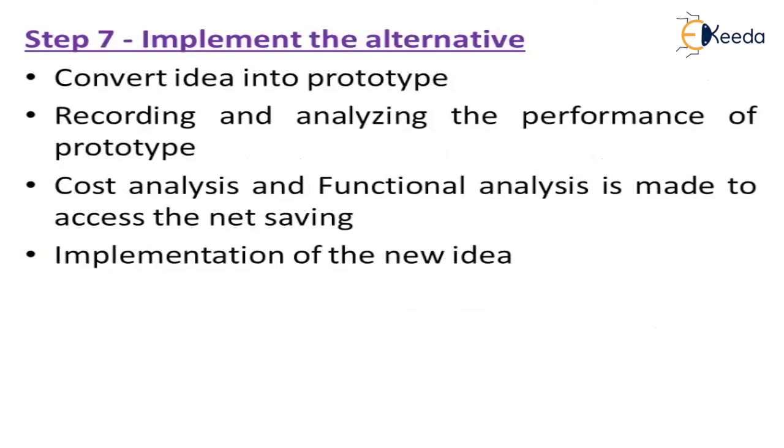And finally, implement the alternative. Now I know the best idea to reduce the cost, and I have to check it. So I have to convert my idea into a prototype, which means I have to have a test run. Now record and analyze the performance of the test run or the prototype. Then go for cost analysis and functional analysis. Are both being satisfied or not? Am I getting the net saving? Then go for the implementation of the new idea. All this is done during the production process itself.